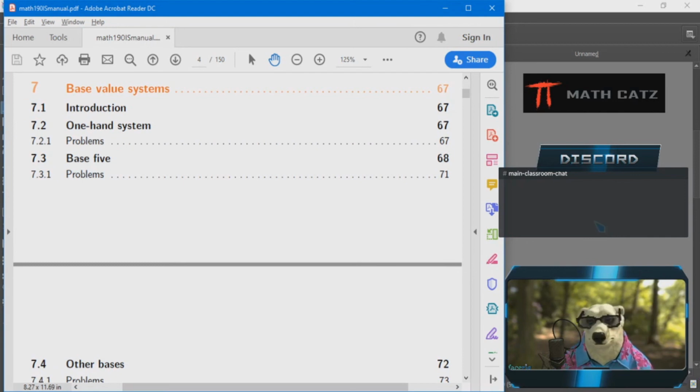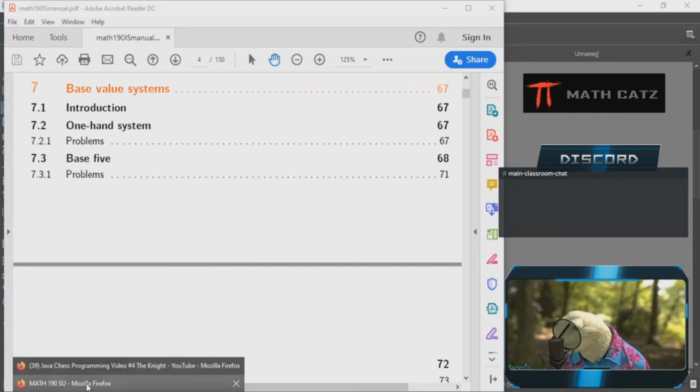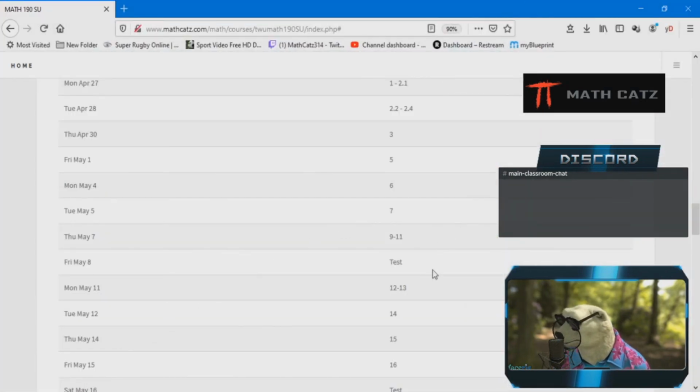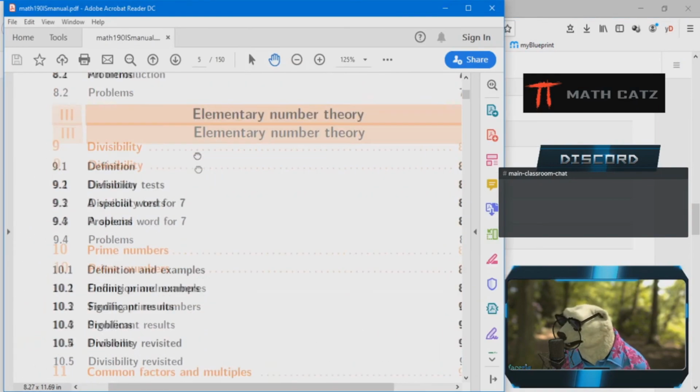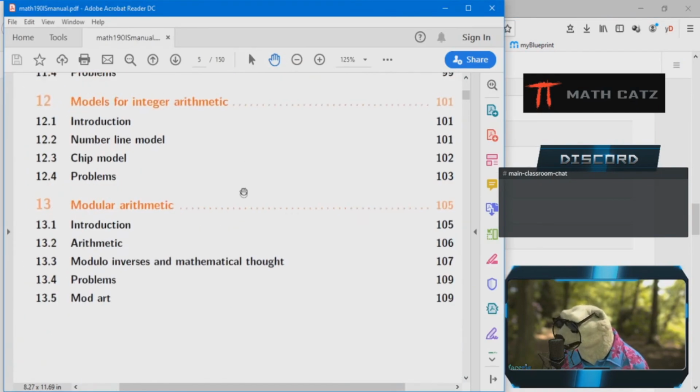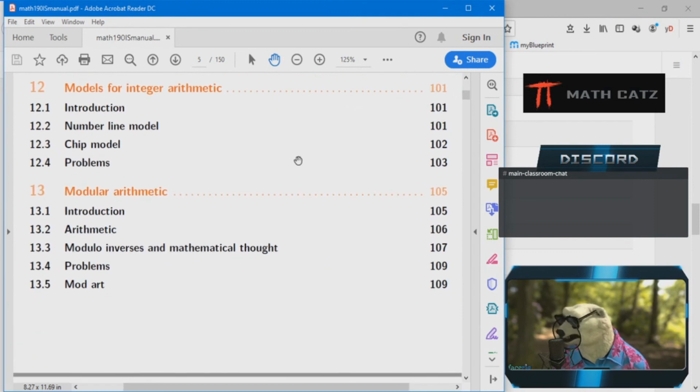Then for Monday, it's chapter 12, right? That's a good question. Let me go look. I don't think I printed it. It's fine. I can look that up. 12 and 13. Oh, that's a short one. Feel free to go faster if you have the time. 12 and 13, really? Wow, I was very generous. I don't think that's going to take you that long.